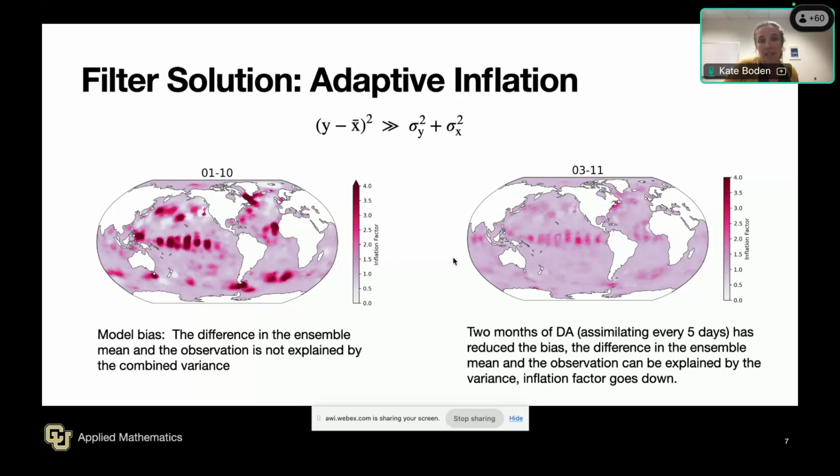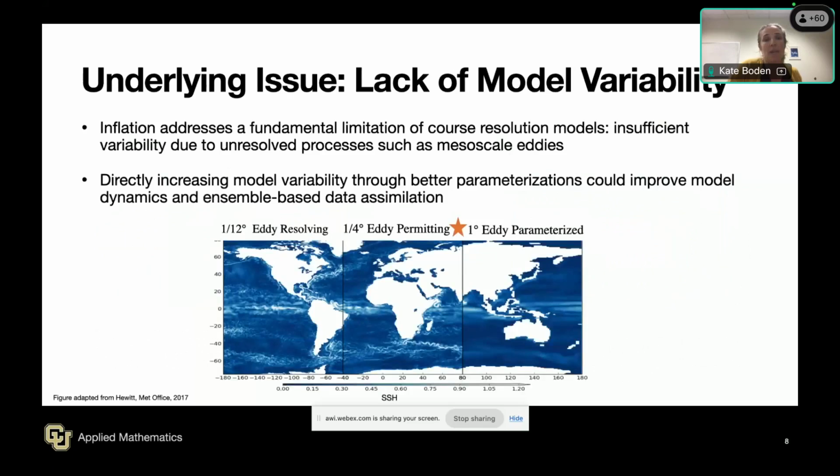This is an effective method and it's used in a lot of ensemble-based data assimilation, but it doesn't really address the underlying issue of the lack of model variability. So inflation is useful in coarse resolution models to add variability to the ensemble so we don't get that ensemble collapse, but in the mesoscale eddies that are really leading to the variability in the ocean, maybe we can just improve the parameterization of them in these coarse resolution models.